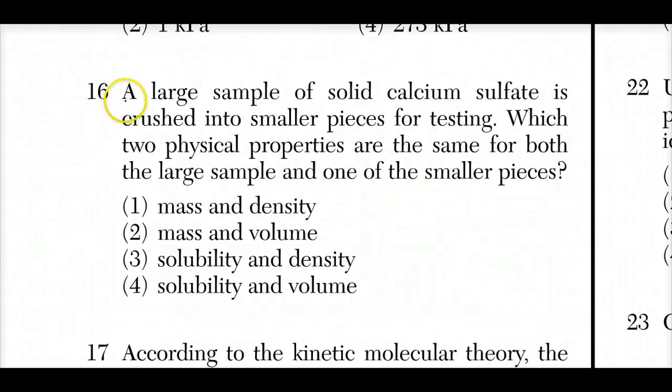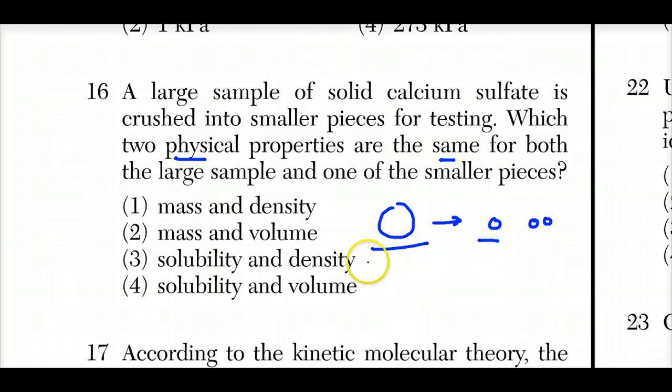Number 16, a large sample of solid calcium sulfate is crushed into smaller pieces for testing. Which 2 physical properties are the same for both the large sample and one of the smaller pieces that it broke apart into? So we're comparing the large sample to one of the smaller pieces. Well, look at choice 1, the mass and density. Well, I know the density is going to be the same for both because density is mass over volume.